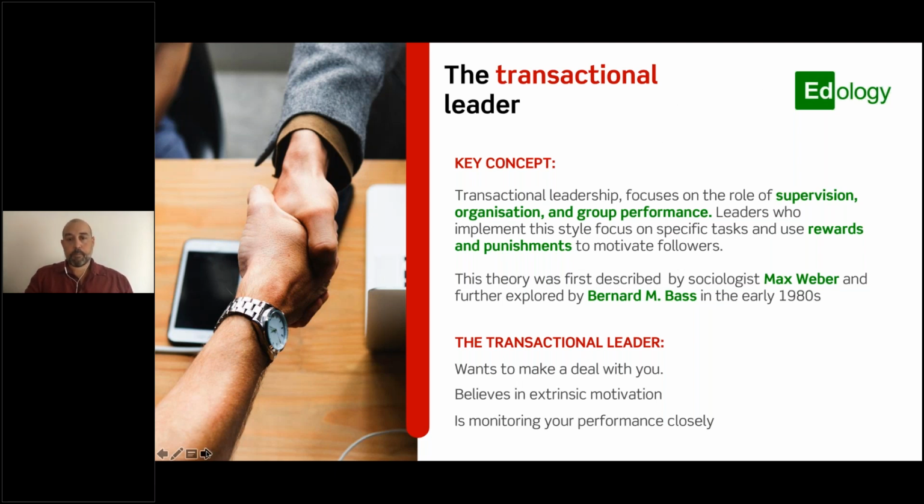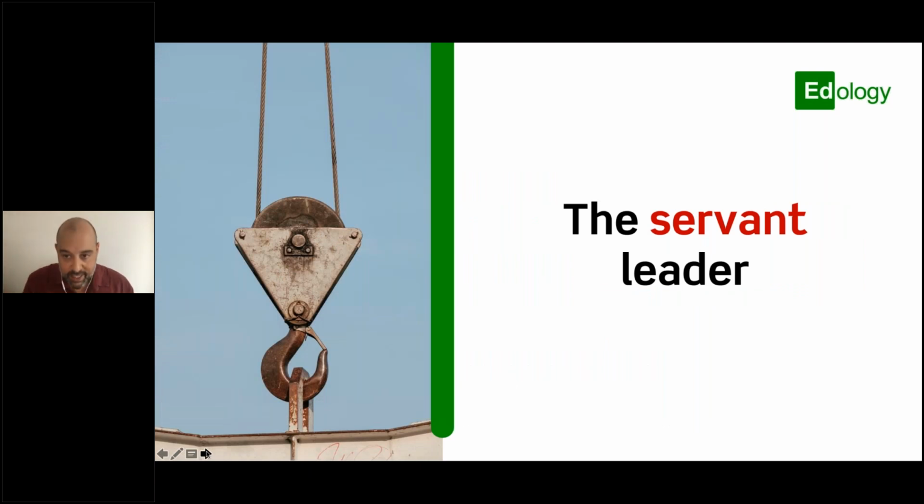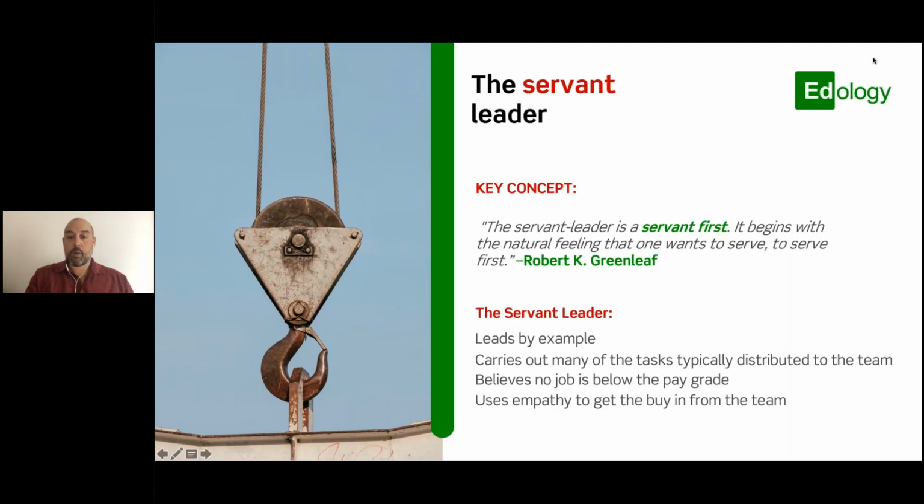The servant leader does everything for their team, really leads, for example, and I've got a quote here by the theorist Robert Greenleaf. The servant leader is a servant first. It begins with the natural feeling that one wants to serve first. So you're really talking about leading by example, maybe mucking in, doing the kind of tasks that might not be associated with normal managers, but by that you get the buy-in by leading by example. You don't believe that any job is below your pay grade.